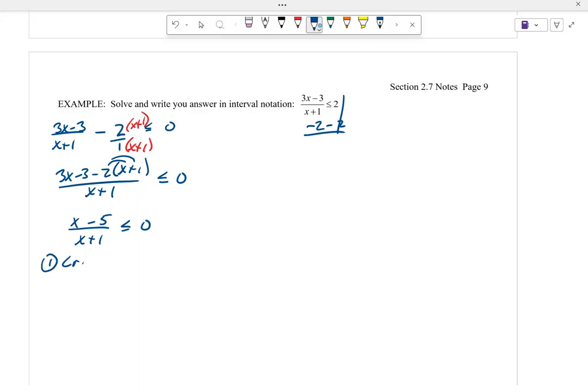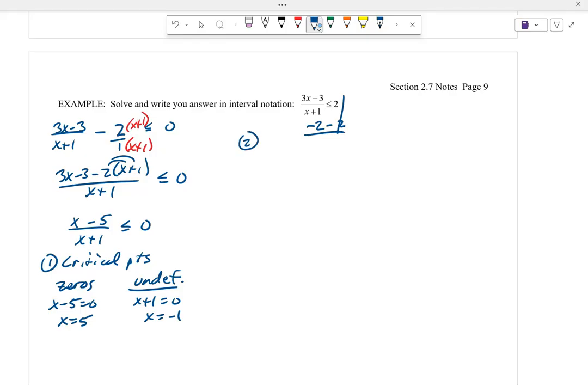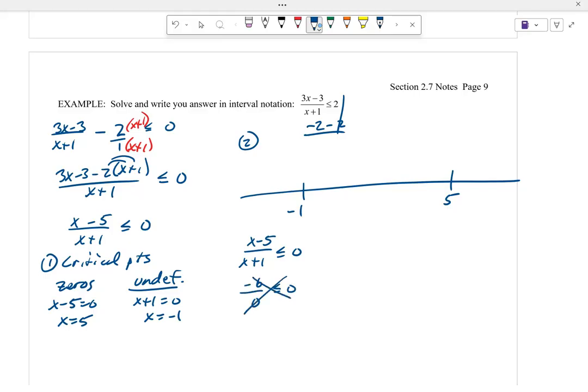So what are my critical points? Well, my zeros are from the numerator there. So I've got 5. Where's this thing undefined? In other words, where's our vertical asymptote on this thing? At negative 1. So when I'm testing this thing, 5, negative 1, do I include the negative 1? Well, the negative 1 causes this thing to be undefined. Negative 1 minus 5 is negative 6. Negative 1 plus 1 is 0. You can't divide by 0, so there's no way we're going to include that negative 1.